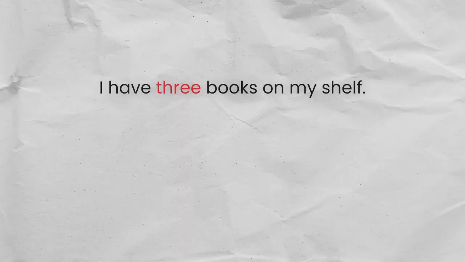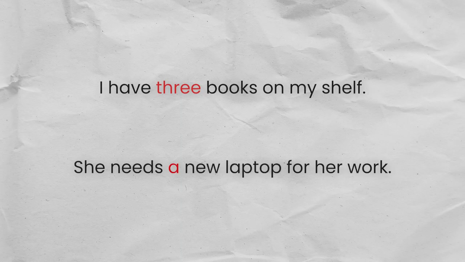Uncountable nouns are things we can't easily count, like water or happiness. We cannot say 1 water. We can say 1 cup of water because that cup is countable, but the water is uncountable. When we use a determiner for a countable noun, we can say the number or quantity of individual items. Common examples include, I have 3 books on my shelf. She needs a new laptop for her work.